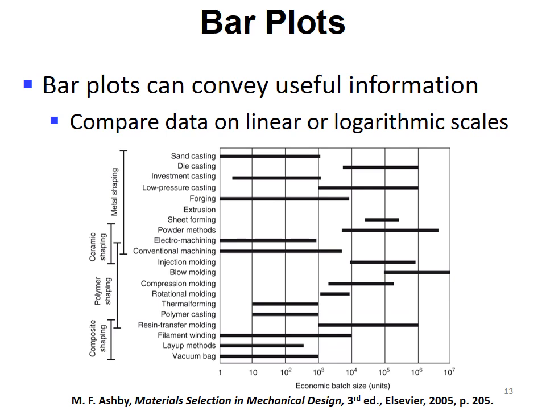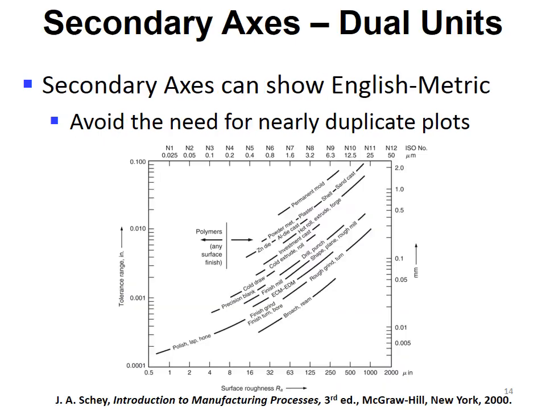The bar chart below depicts available manufacturing methods for 4 families of materials, namely metals, ceramics, plastics, and composites, shown in economic batch sizes. Note the use of a logarithmic scale to concisely convey information over several orders of magnitude.